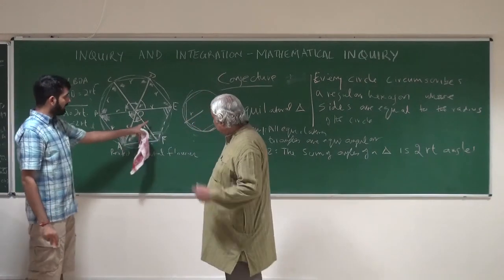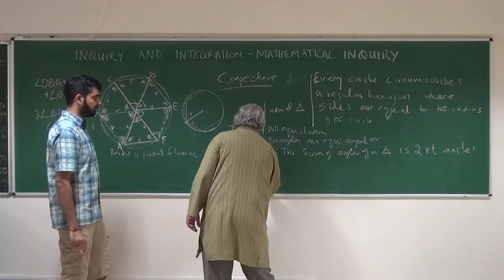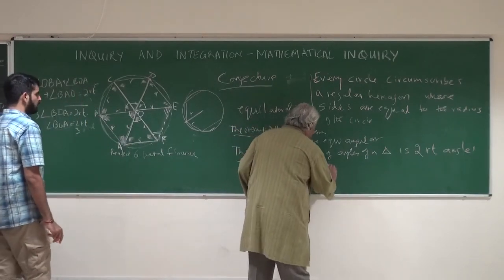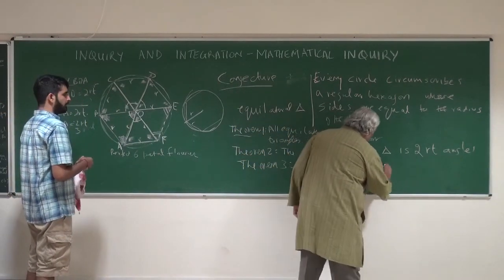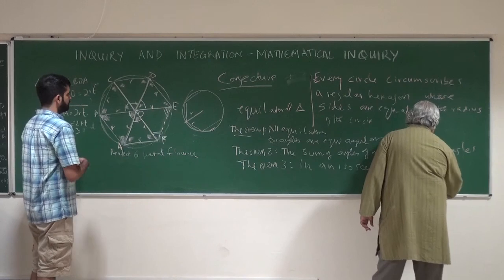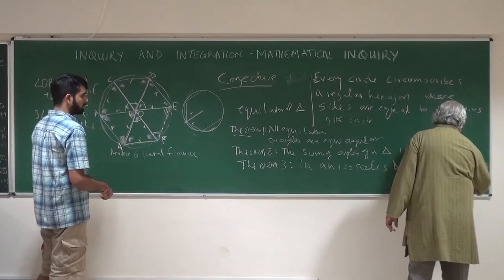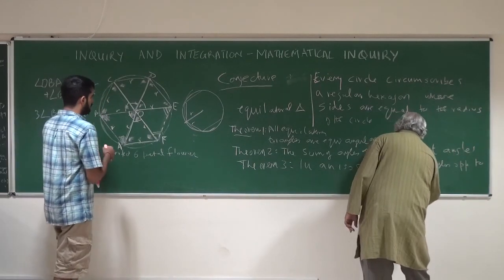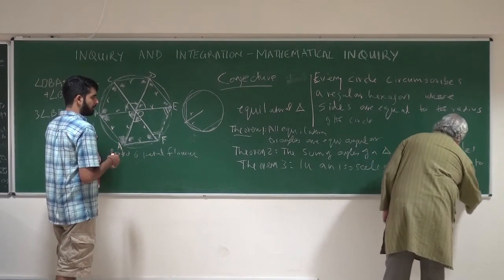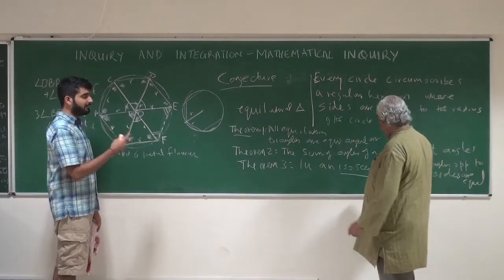That's from another theorem. Theorem 3: in an isosceles triangle, the angles opposite to the equal sides are equal. What is an isosceles triangle? One with 2 sides equal, at least 2 sides equal.